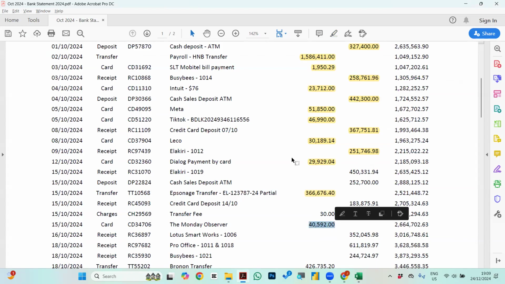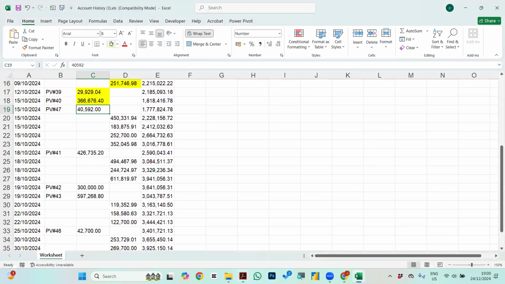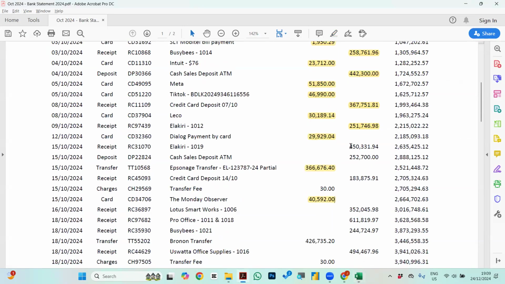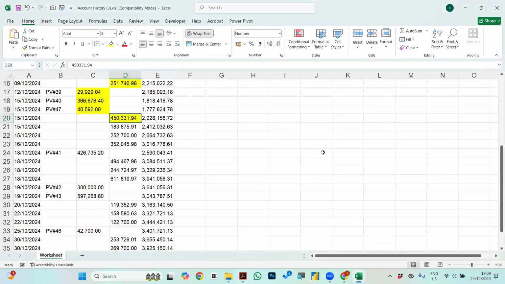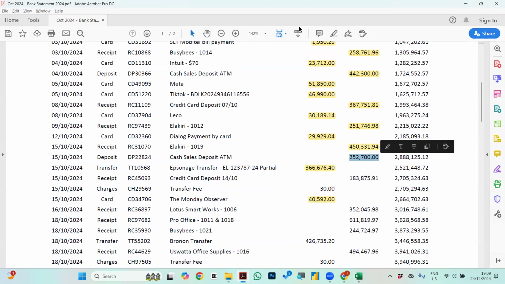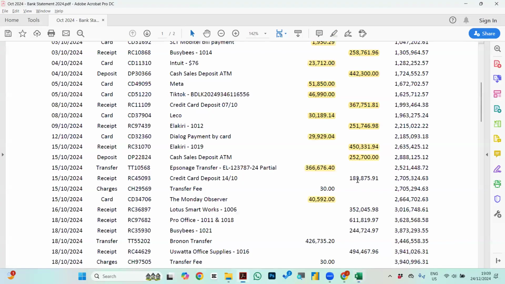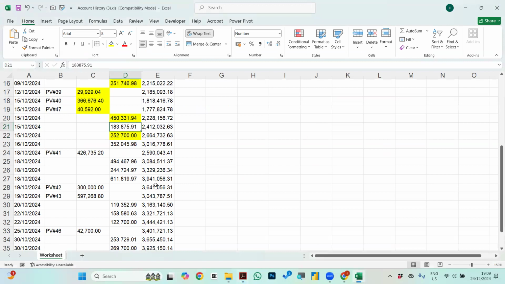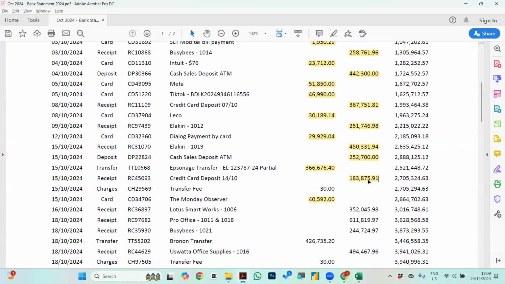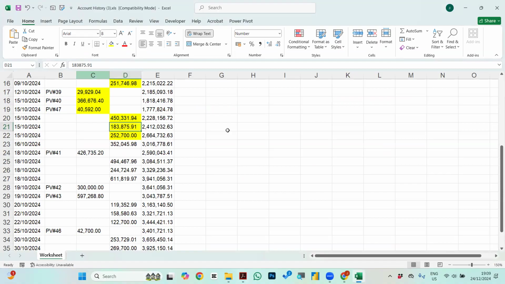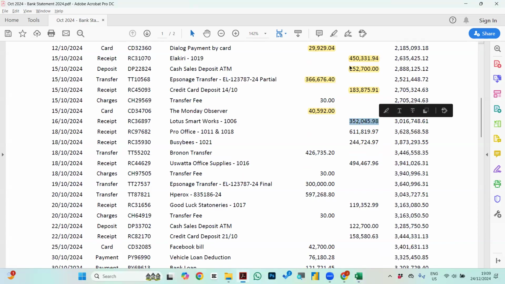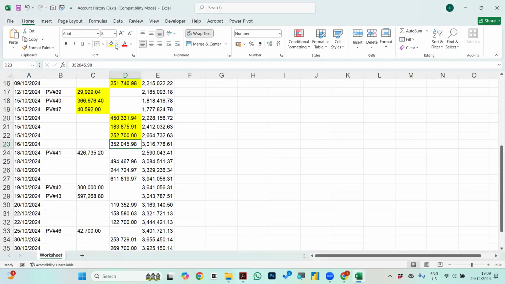We have 4594 also. I'm highlighting here in the books also. Just checking whether they are available or not. Okay, 453.31. It's there. Exactly the same amount is matching. 252,700. We have recorded the same amount in the books. Now 183,871.91. 183,875.91. It's the same amount. So we have highlighted already. 352,045, exactly the same amount we received. It's shown here. Okay, we're just comparing.